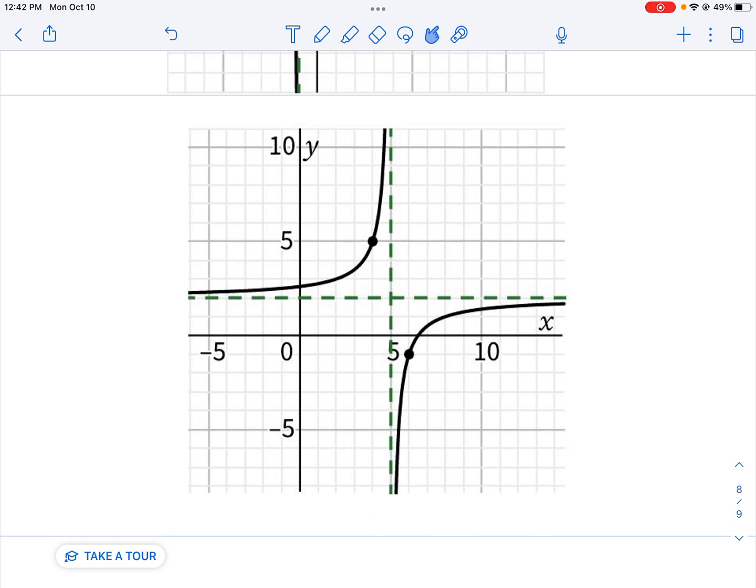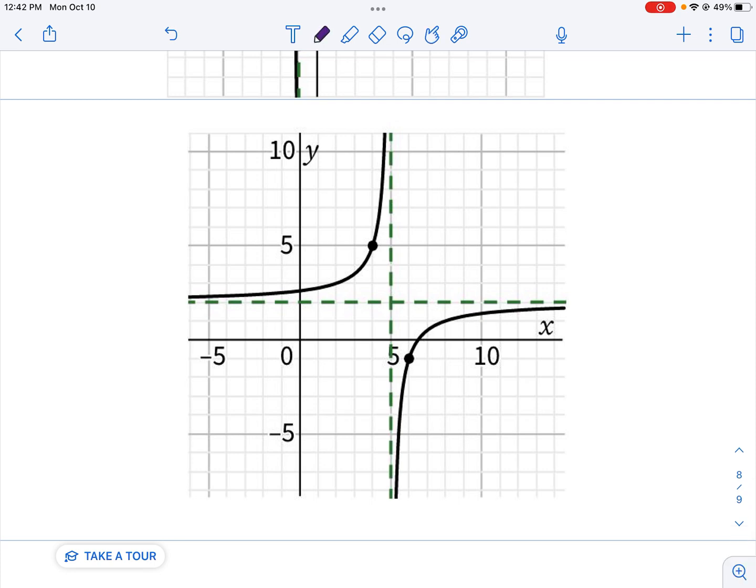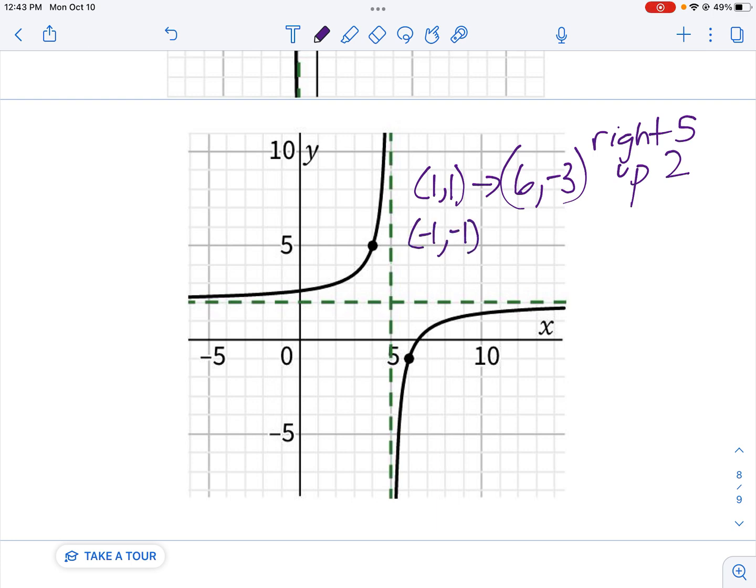So how about this next one here? All right, well, let's see. This moved to the left 1. Or not to the left 1. 1, 2, 3, 4, 5. To the right 5. And up 2. And it looks like something happened to our anchor point. So 1, 1. Well, now that's 6, negative 3. And negative 1, negative 1 is now 4, 1, 2, 3, 4, 5.